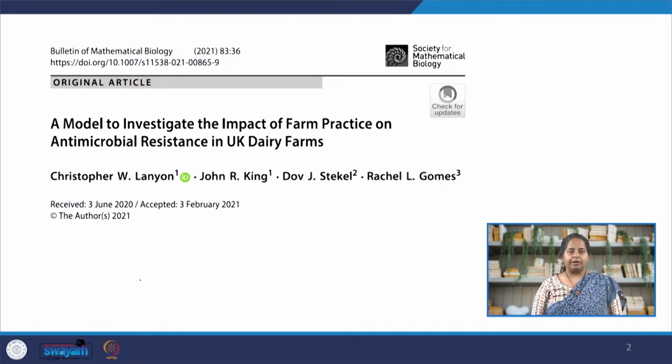We have been investigating this particular paper titled A Model to Investigate the Impact of Farm Practice on Antimicrobial Resistance in UK Dairy Farms. And this is a recent paper that used the empirical approach. As a reminder, empirical approach is when you build the model using mathematical dynamic equations. And in this case, they use ordinary differential equations, which are also the most commonly used empirical approach.